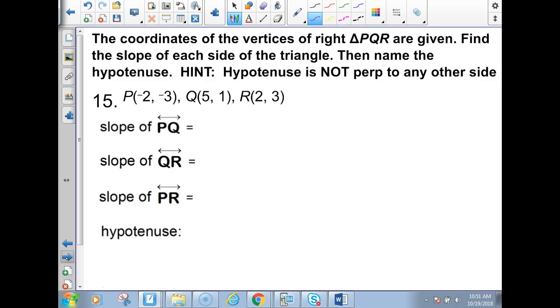So like 15, all we want to do is try to find the slope between the lines. The one that doesn't have a slope that's an opposite reciprocal with the other is the hypotenuse.